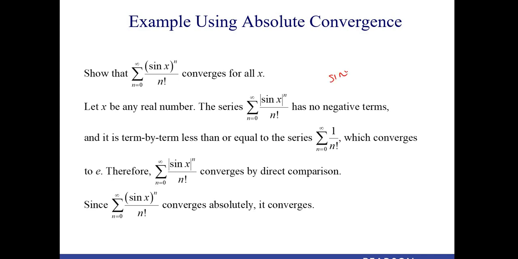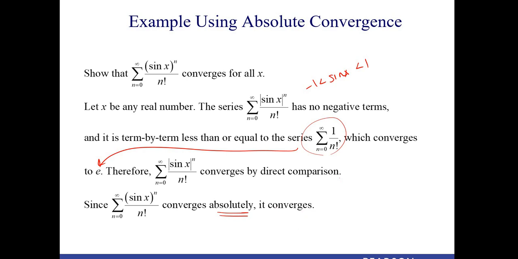Sine of x is always between 1 and negative 1. So the maximum value of this is 1. Therefore, ours will always be less than this. Now, this is, again, a known series that converges to e. Go back and look at that list at the end of section 9.2. Therefore, our absolute value, which we use to eliminate our negative terms, converges by direct comparison. So since this converges absolutely, it also converges.